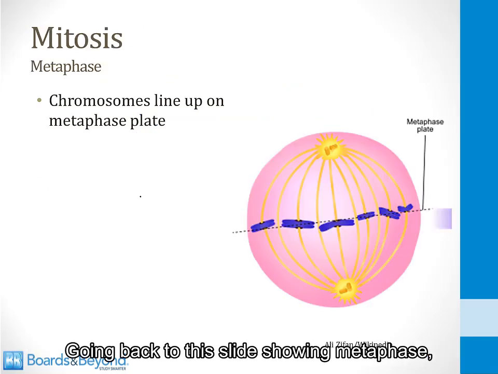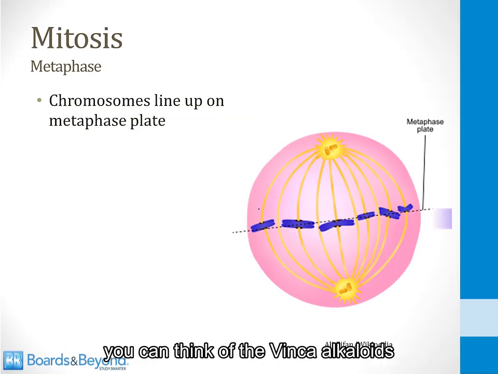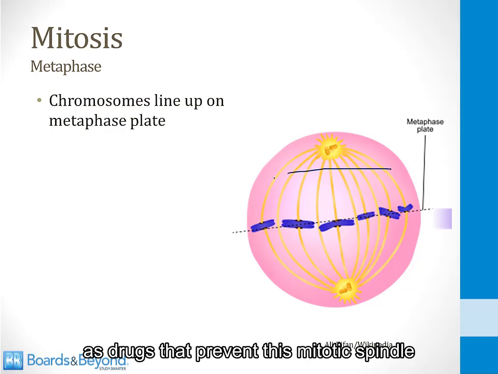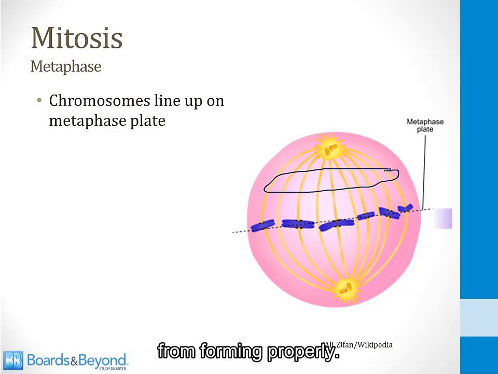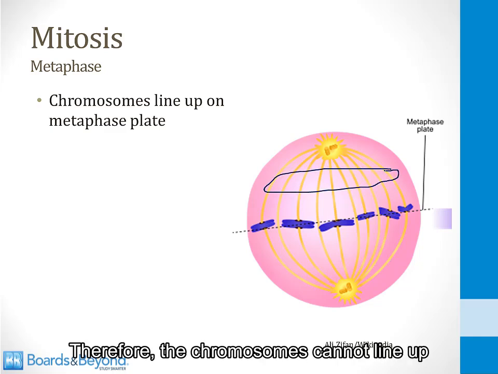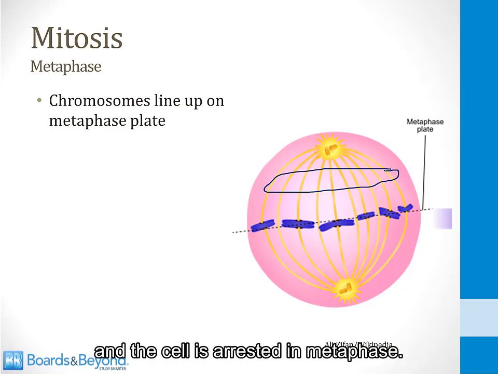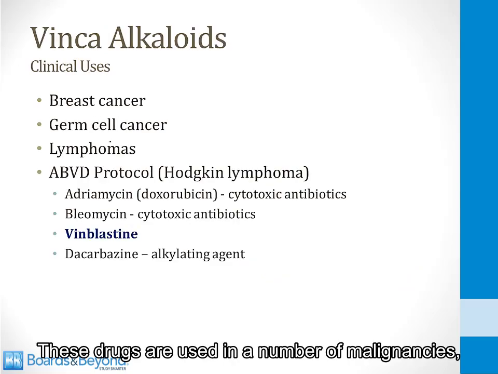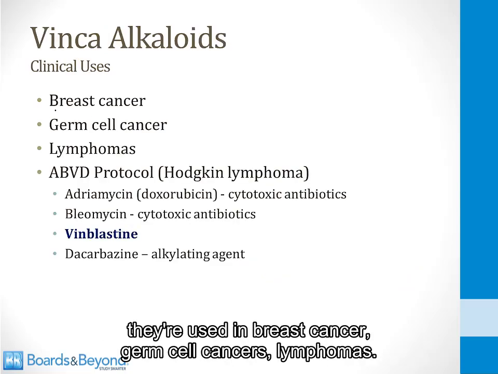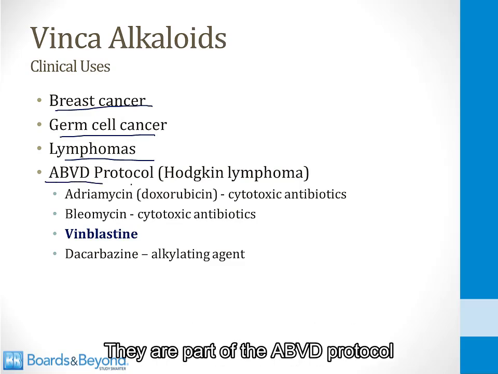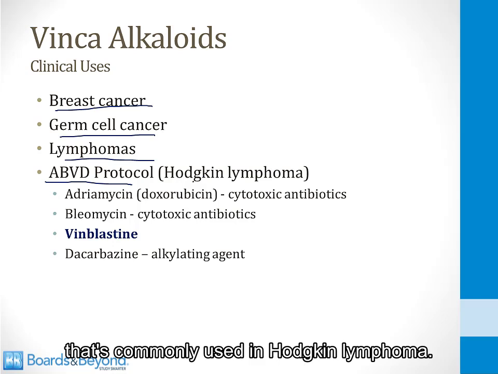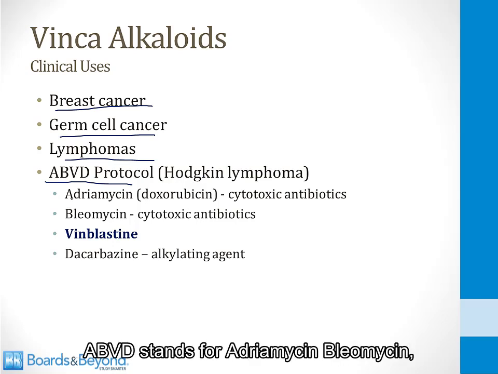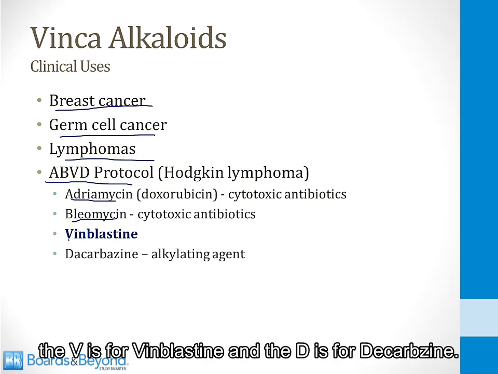Going back to this slide showing metaphase, you can think of the vinca alkaloids as drugs that prevent this mitotic spindle from forming properly. Therefore, the chromosomes cannot line up on the metaphase plate and the cell is arrested in metaphase. These drugs are used in a number of malignancies. They're used in breast cancer, germ cell cancers, lymphomas. They are part of the ABVD protocol that's commonly used in Hodgkin lymphoma. ABVD stands for adriamycin, bleomycin. The V is for vinblastine and the D is for dacarbazine.